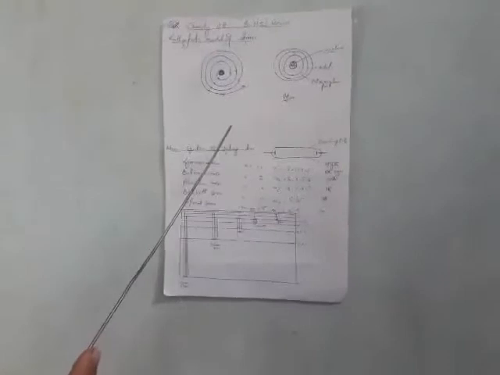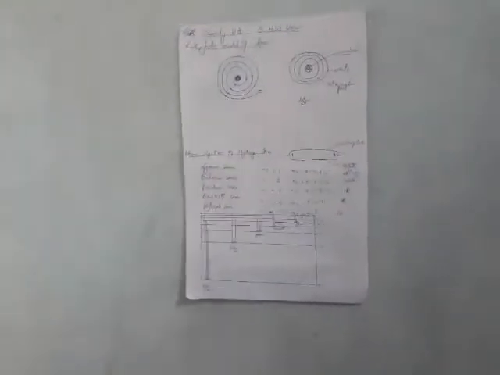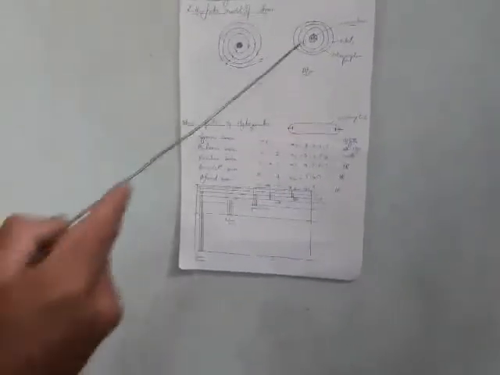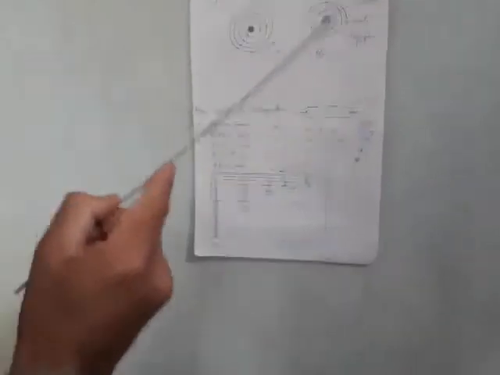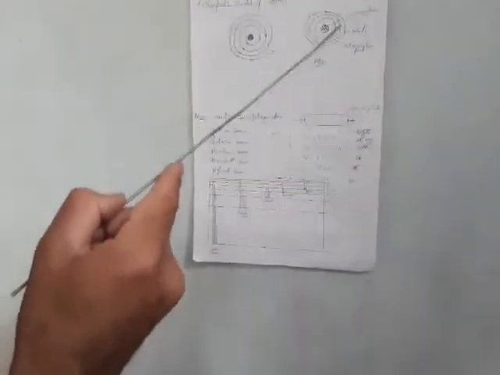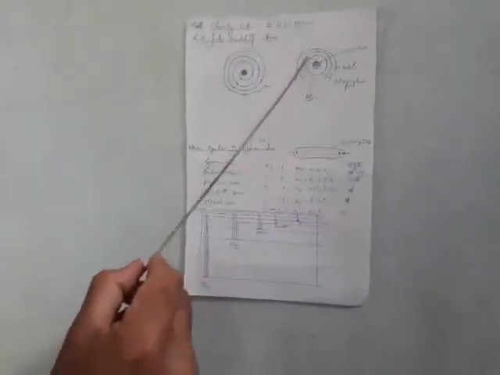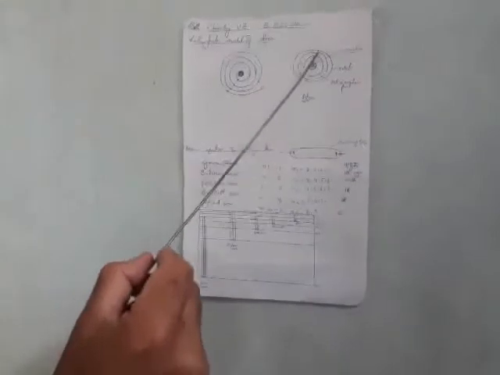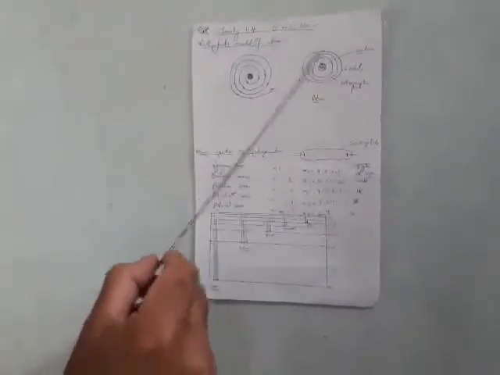Now, according to Maxwell's theory of electromagnetic radiations, every charged particle, when accelerated, loses energy in the form of electromagnetic radiations. Now, in Rutherford's model, we see the electrons revolve around the nucleus in these orbits at a constant speed. Since the direction of the electron goes on changing while revolving around the nucleus, that means the velocity also goes on changing.